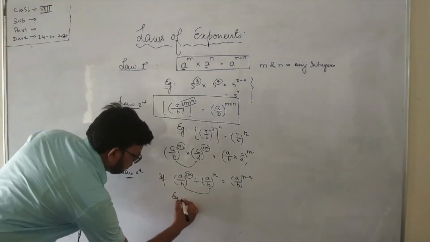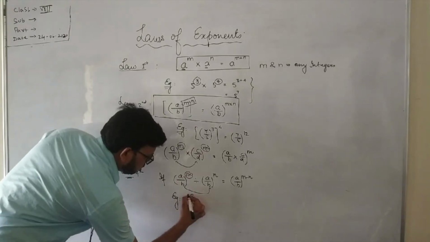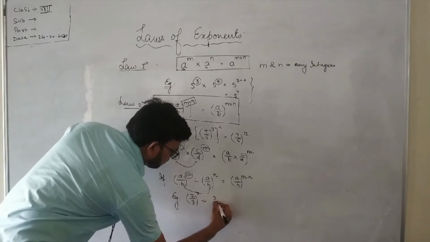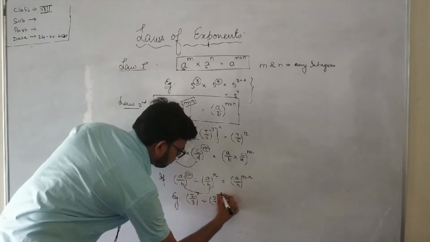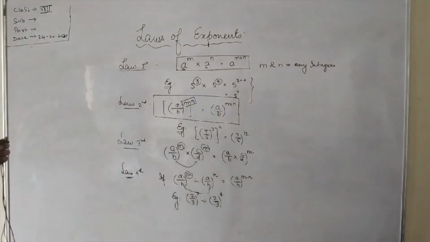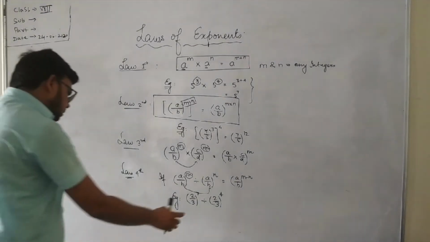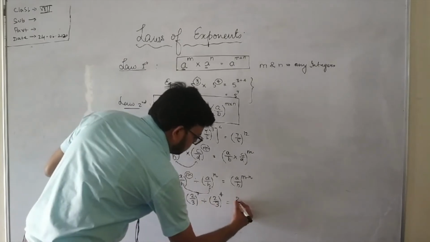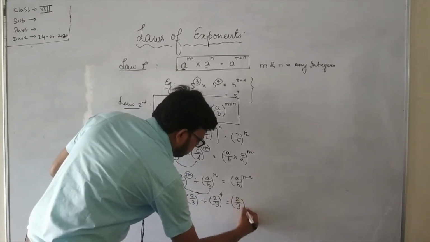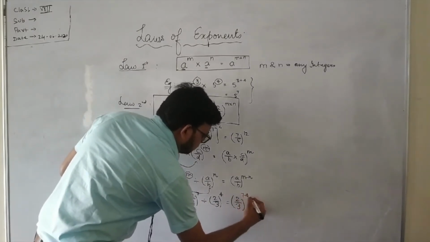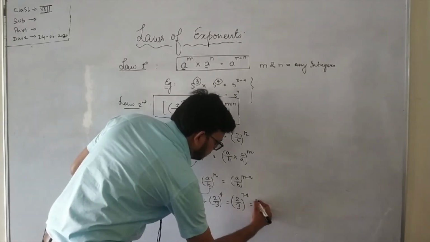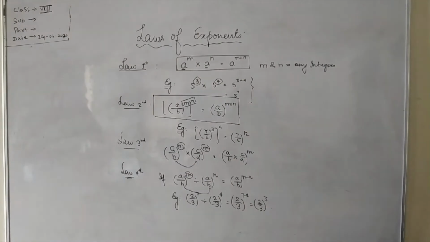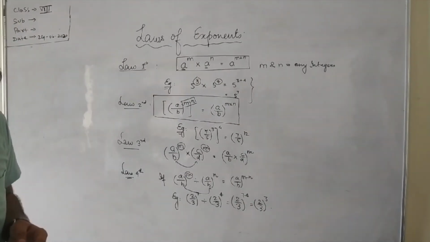Example: 2 by 3 to the power 7 divided by 2 by 3 to the power 4. Here the bases are the same and there is a division sign between them, then we can subtract the powers. Write the base once, now subtract the powers, 7 minus 4, that is 3. This is the required answer. Okay, this is the fourth law.